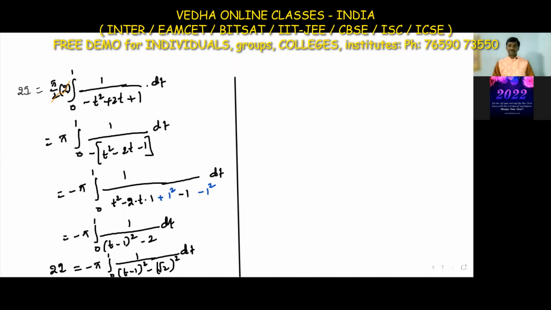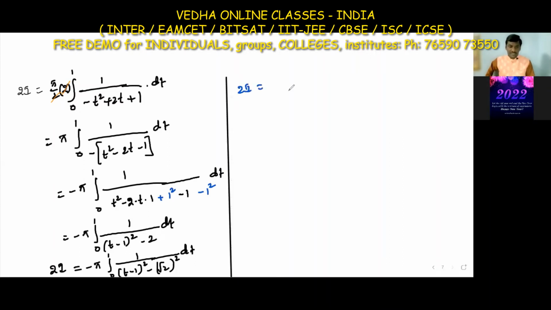Now, so I am writing this 2I is equal to, okay. So take this minus and multiply inside. If you take the minus and multiply inside, okay, or we write the formula. We apply the formula. What is the formula? Integral of 1 by x square minus a square.